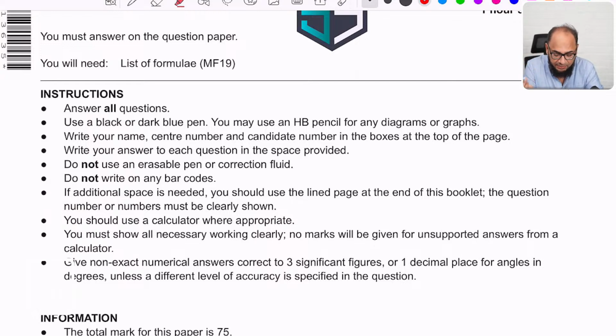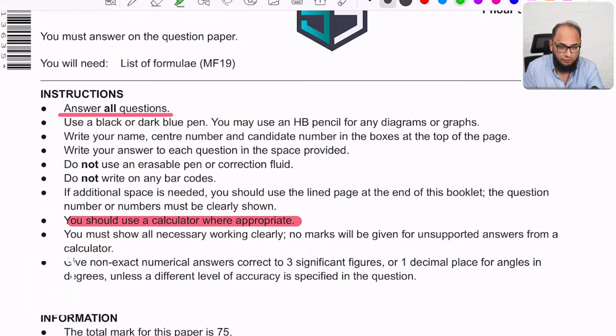One of the things that the examiner asks is something very obvious, something very trivial, that is, make sure that you read the question. There are some things that we take for granted, but question reading is a must. The second thing is answer all questions. These are the basic stuff that you need. And this one is the most needed, which is you should use a calculator where appropriate. That means it's not necessary that every time you have to use a calculator. Where appropriate, that's when you have to use it.